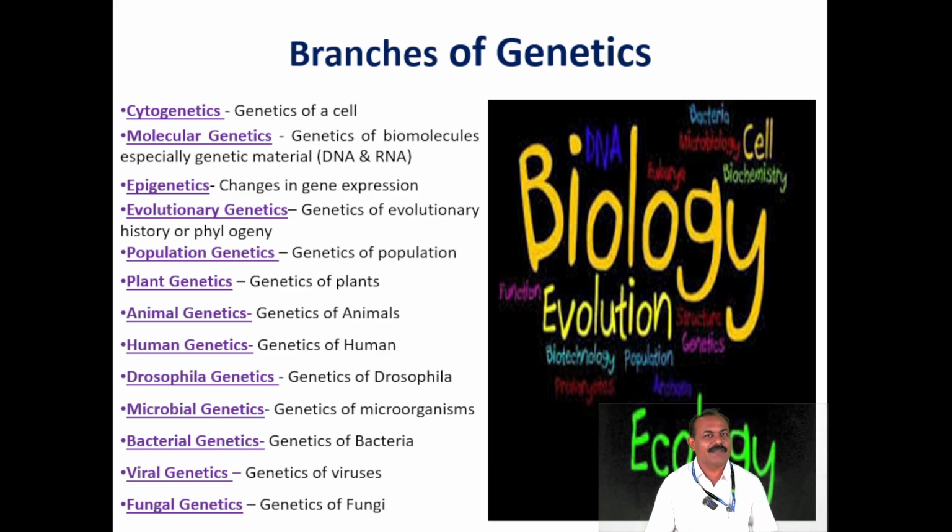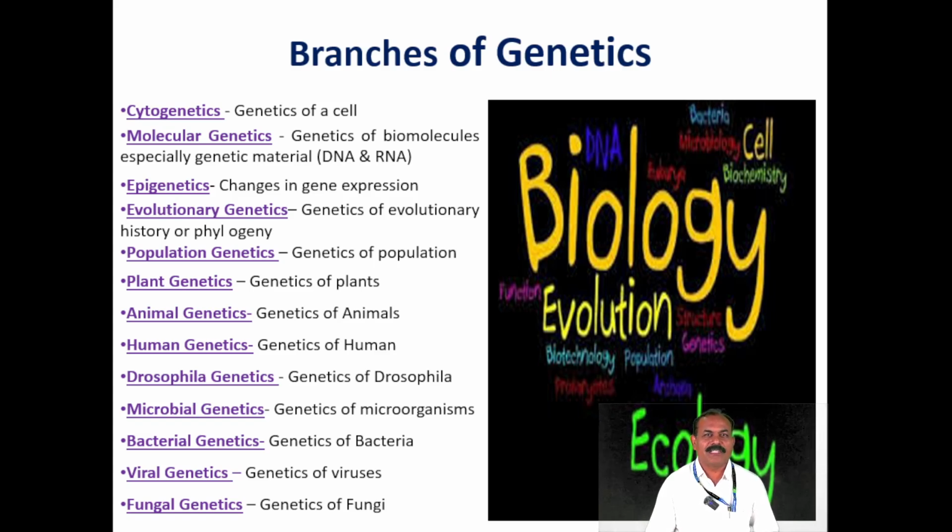Now move to the next one, the branches of genetics. Genetics has different types of branches. Cytogenetics means genetics of a cell. Molecular genetics means genetics of biomolecules, especially the genetic material DNA and RNA. Epigenetics means changes in the gene expression. Evolutionary genetics means the genetics of evolutionary history or the phylogeny.